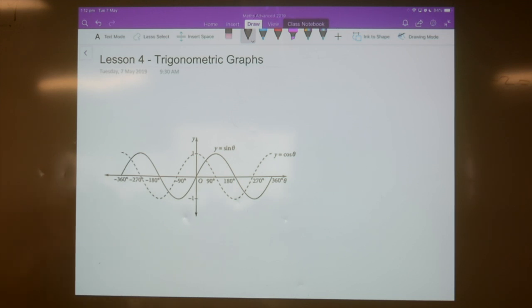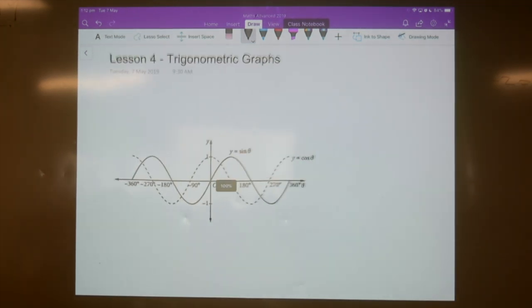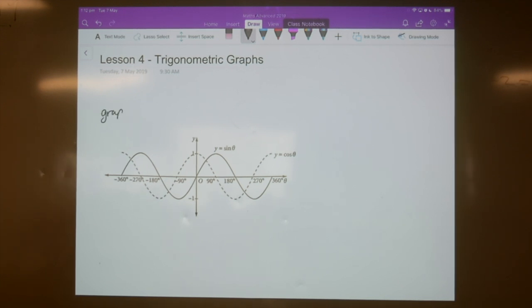Okay, so here we have some graphs. Alright, so we've got graphs of sine and cosine. So there are cosine and sine. Sine is the continuous line, or continuous curve rather, and cosine is the broken curve. That's where we're at the moment.